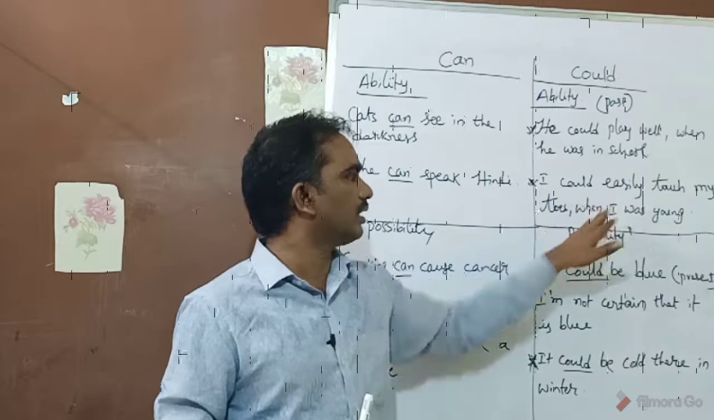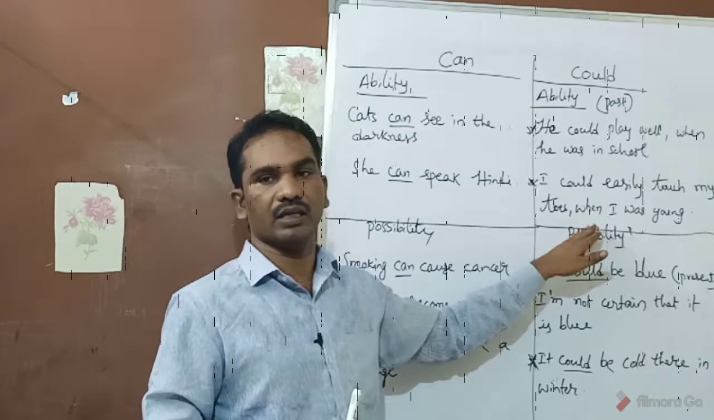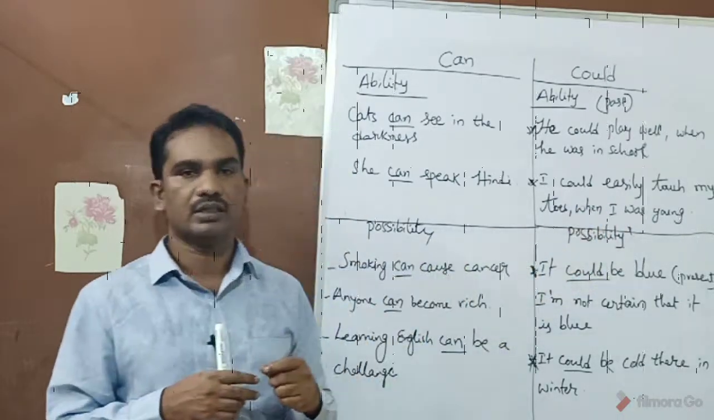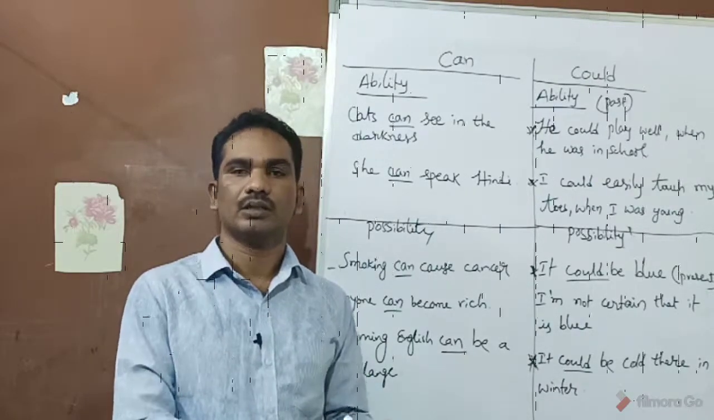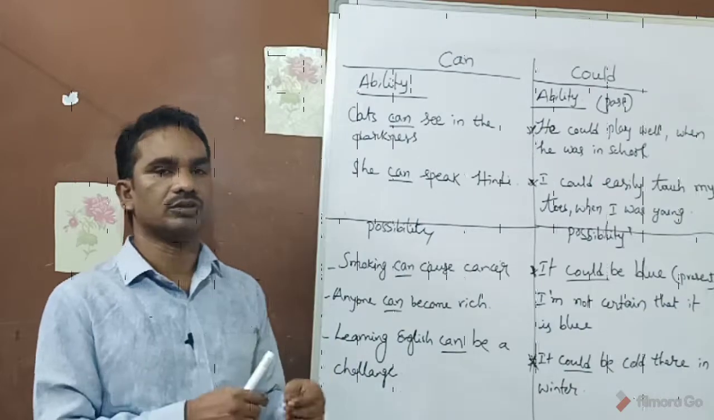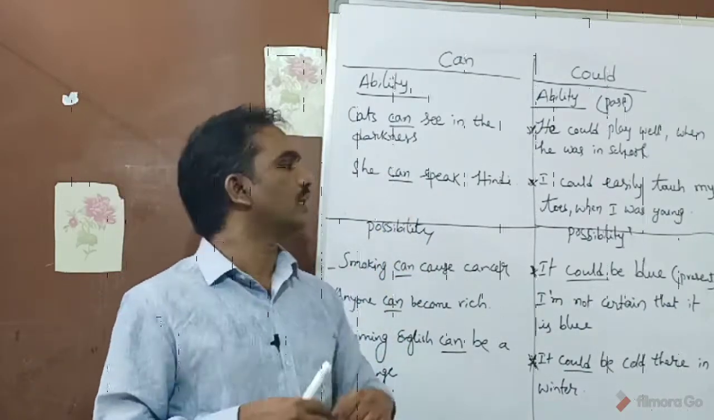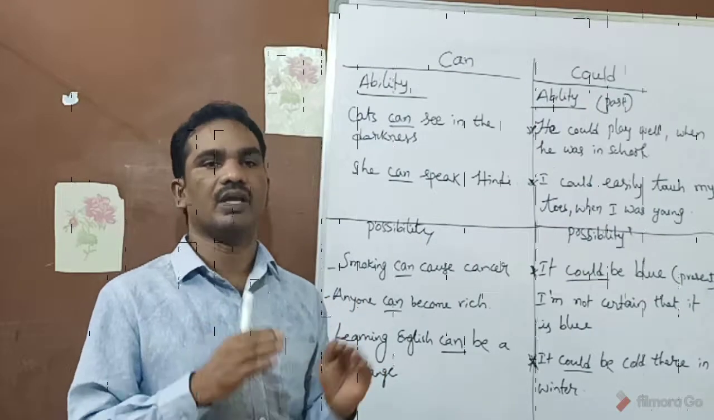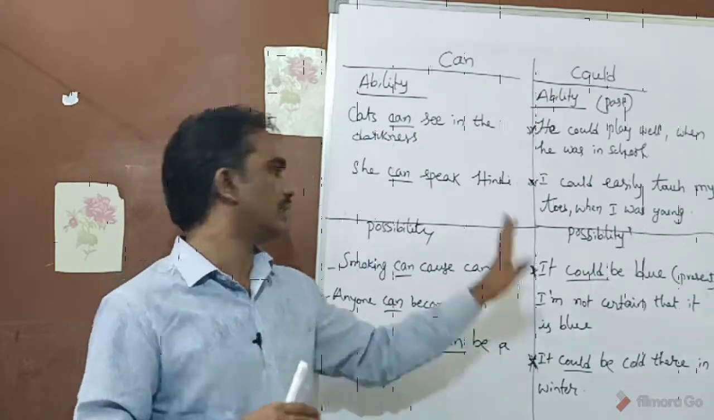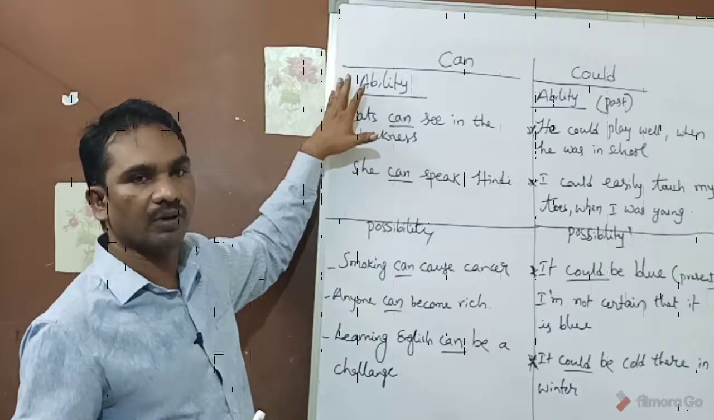I could easily touch my toes when I was young. When I was young, I could easily bend down and touch my toes. So that's the ability that I had when I was young. That means now I don't have that ability. Right? So this is about ability.